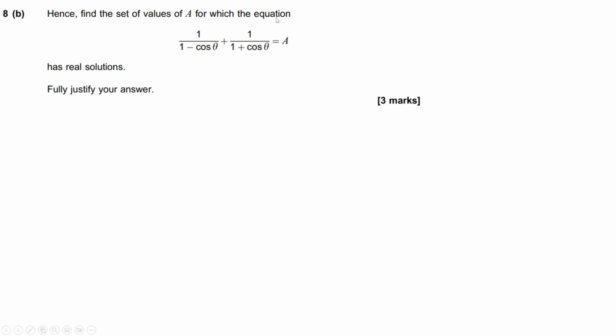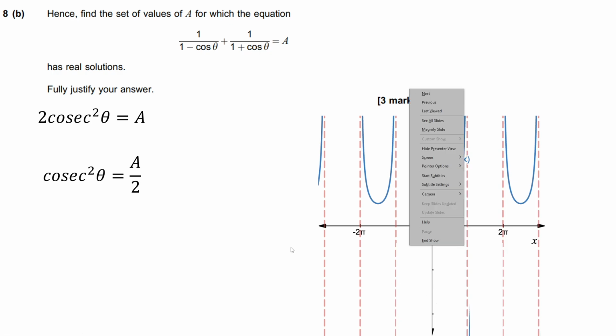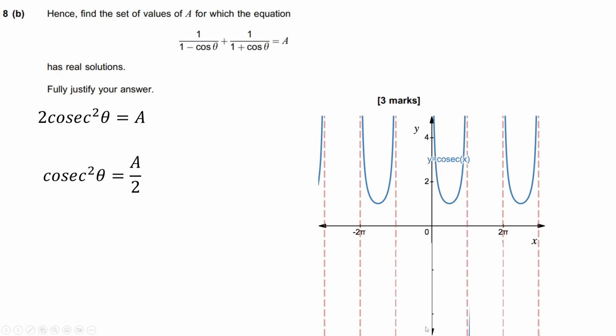Find the set of values of a for which the equation has real solutions. Okay, so we know that this here equals 2 cosec squared theta. So if we divide by 2 on both sides, we'll get cosec squared theta equals a over 2. Now let's just consider the graph of cosec theta. It'll have a curve down here as well, but I've erased it out because if you have cosec squared theta, all of the negatives are going to reflect up to become positives. So you'll actually have them up here as well.